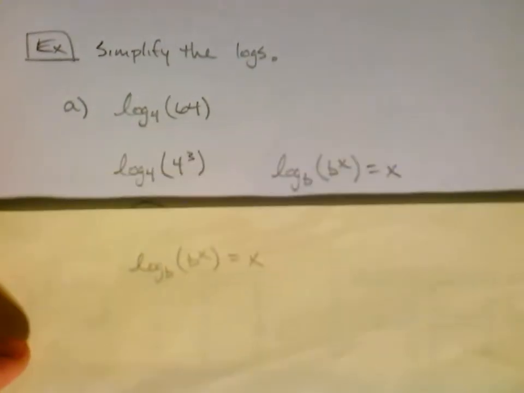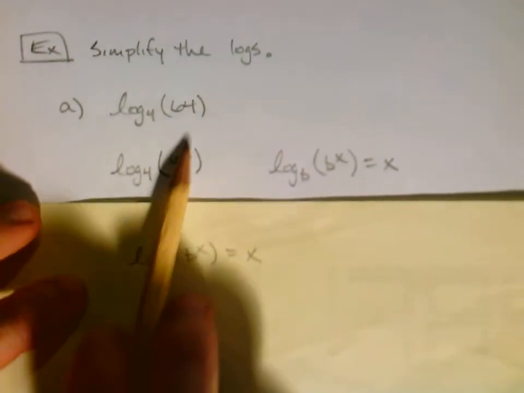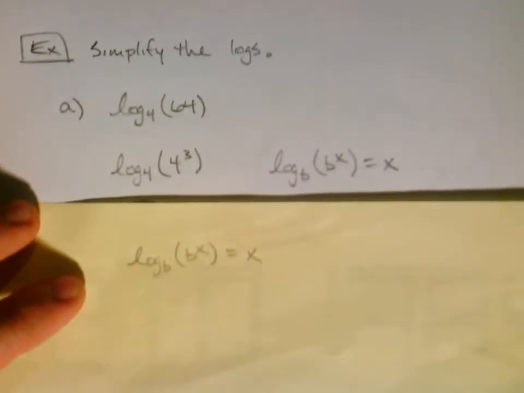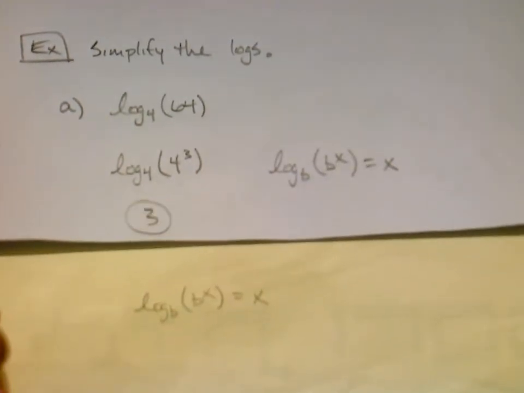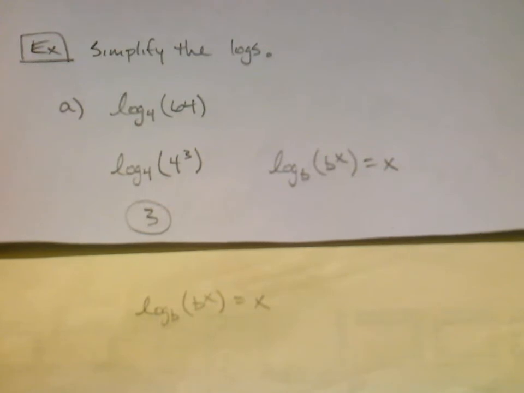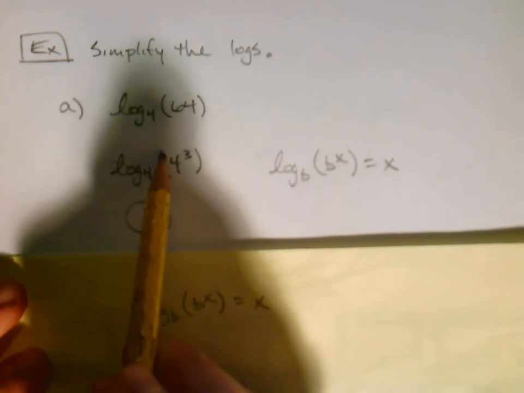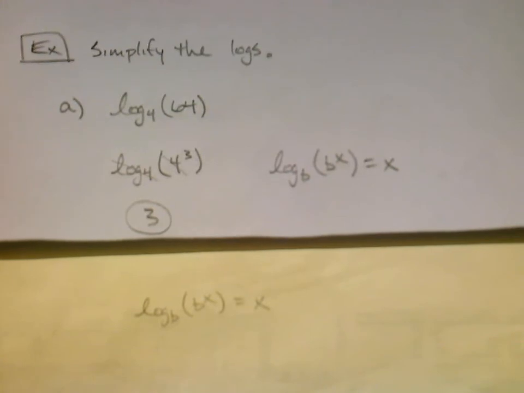64, that's 4 raised to the third, right? So I'm going to rewrite the 64 as 4 to the third. Then I see the same base appears twice, and my property says it just equals whatever that exponent was. So the answer to this one, the simplified version, is 3. Okay, pretty cool. And another way, usually the way people think about it and remember that property, is the log base 4 and this exponent base 4 cancel out, and we just have the 3. Okay, so there's that second property in action.